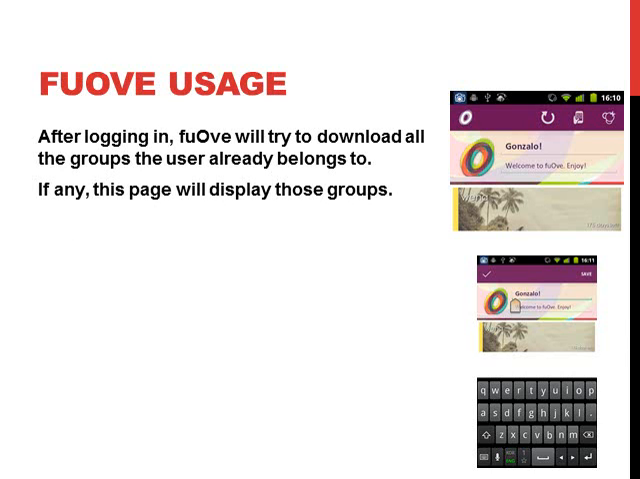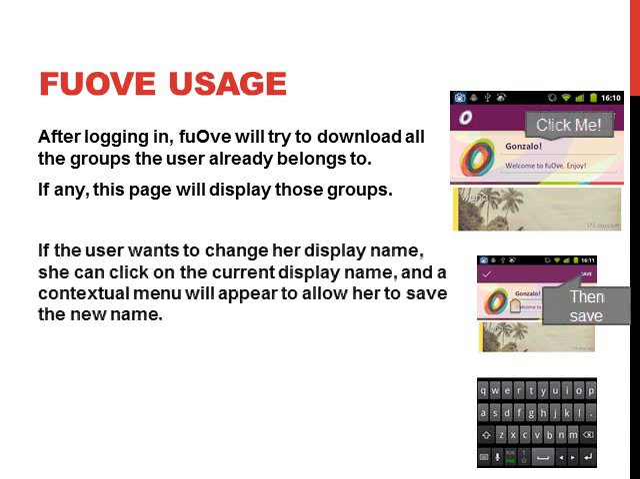After you log in, you will be presented with a screen that shows you the groups that you belong to, and it will also display your display name and information about you. You can start by changing that display name by clicking on the current display name and then clicking on the save button that will appear.